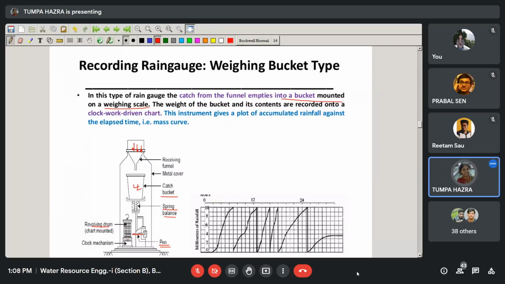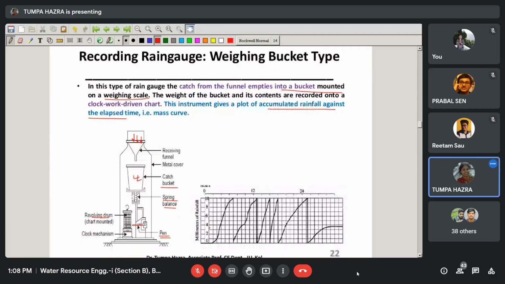So whatever rainfall is recorded, the pen will automatically plot the accumulated rainfall on the paper in this manner. So this is another type of recording rain gauge, the weighing bucket type.